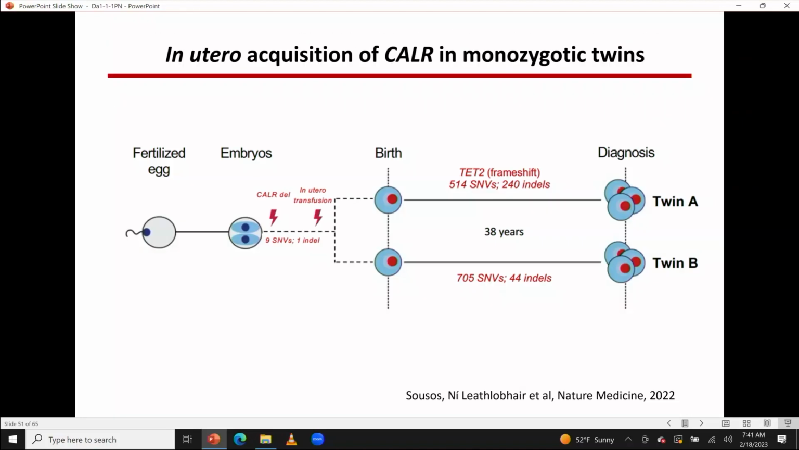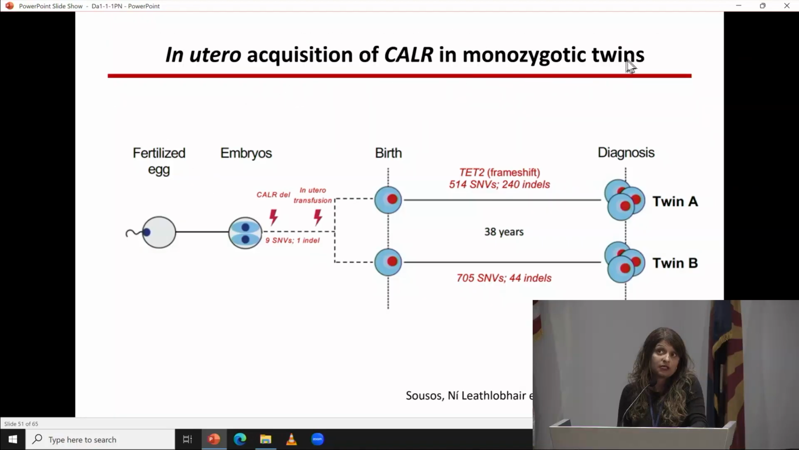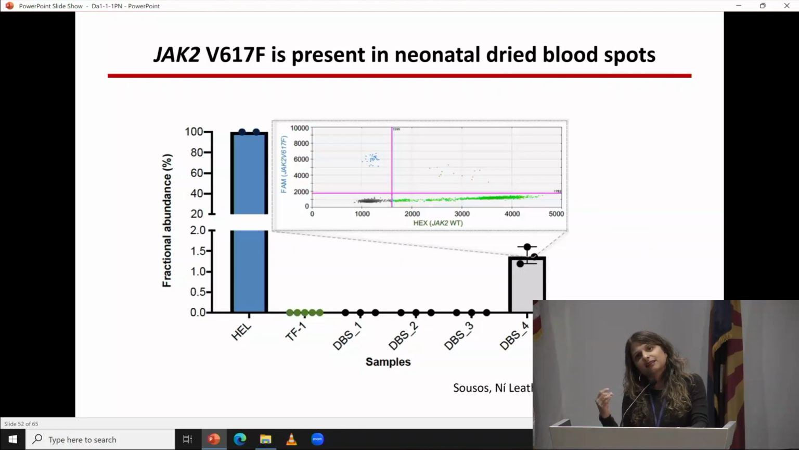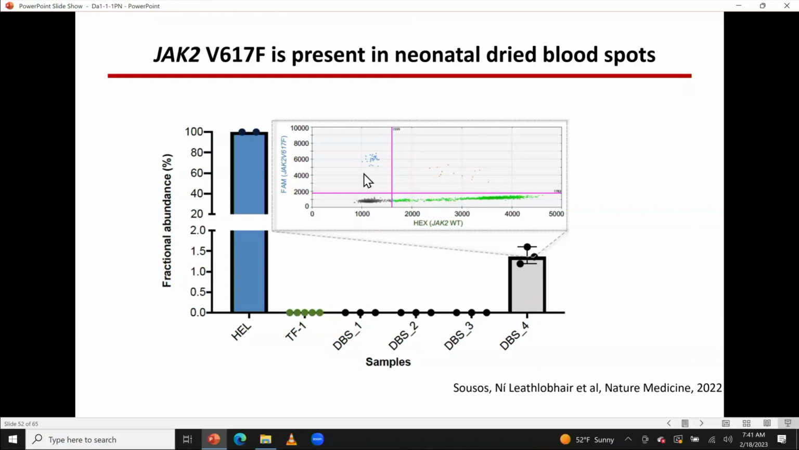And in fact, CALR mutations have been found to occur in utero as well by another group. In the UK, and I'm sure in the US as well, we do little heel pricks in babies. And if you go looking in individuals with MPNs, the Jak2 mutation can often be found in the dried blood spot. In fact, you can do it in the healthy population as well. So it's not a unique thing. Acquiring mutations is a normal part of all of our lives, and it's just a question of what flavor of mutations we're getting.